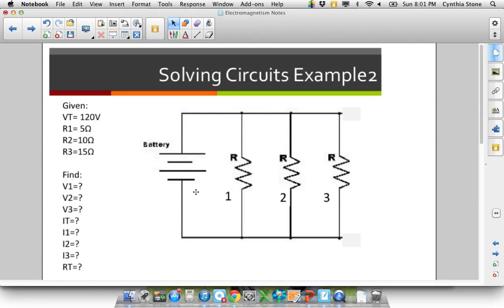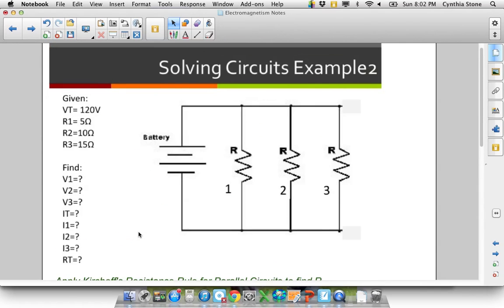Okay, so here, this is not a very good picture, but you've got some battery, some source of power. So that's going to be our T. Our IT, RT, VT will apply here. This is R1, R2, and R3, and we're just saying they're resistors. And we know it's 120 volts. We know the voltage across, and we also know the individual resistances. And we're asked to find everything else about this circuit.